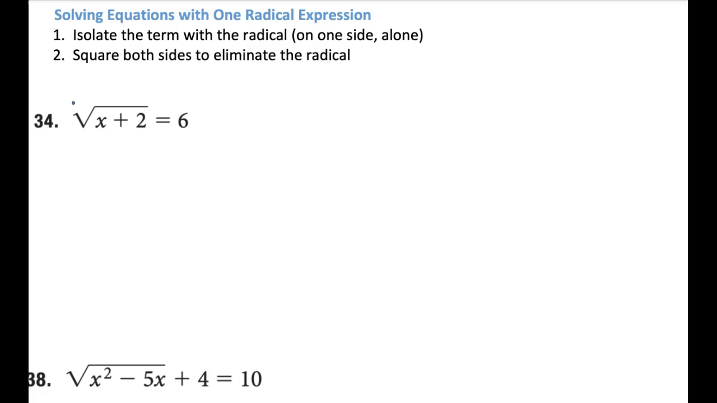So in this first example, it is already by itself, so we're going to square it and we're going to square the other side as well. So square both sides. When you square a square root, the radical sign goes away and we're just left with x plus 2. If you don't remember this, go look in the review section, the section about radicals. All right, 6 squared is 36. Now we're going to subtract 2 from each side and we get x equals 34. And it is that simple.